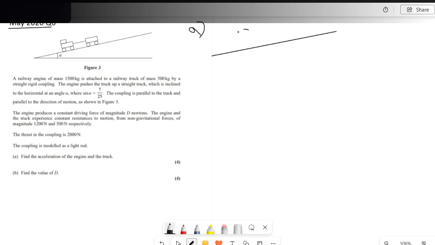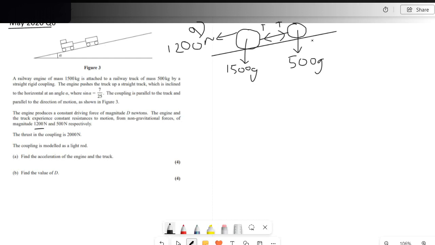In order to find the acceleration, we need to consider the simplified diagram of the bodies. So this should be the engine with a weight which is 1500g, and this should be the rod which has a thrust T in this direction and also a thrust T in this direction, and this should be 500 kg, so therefore the weight is 500g. We also have resistive forces for the engine, which is 1200 newtons, and for the truck it is 500 newtons, and there should be a constant force of D made by the engine. Because we don't know the value of D, we have to consider the system of the truck.